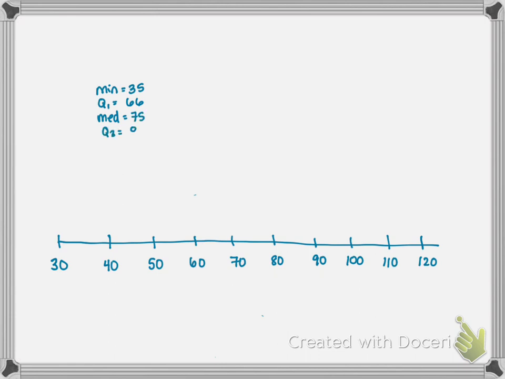Q3 is 86, and the max is 100. We also know that our lower fence was at 36, our upper fence was at 116, and we have an outlier at 35. So all of that needs to fit into the box plot that we're about to draw.